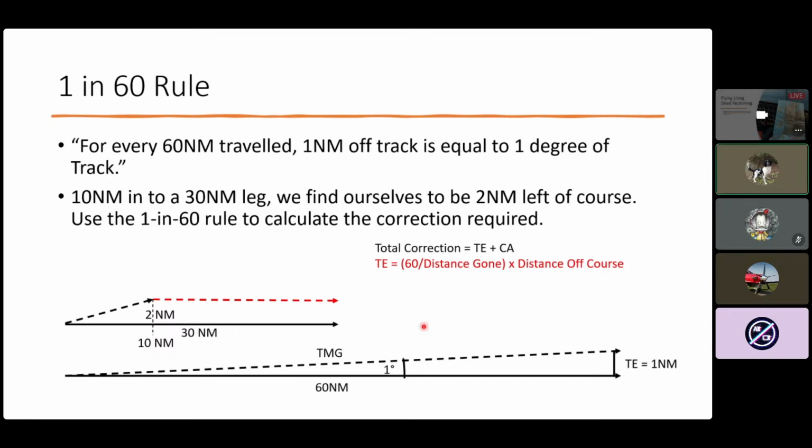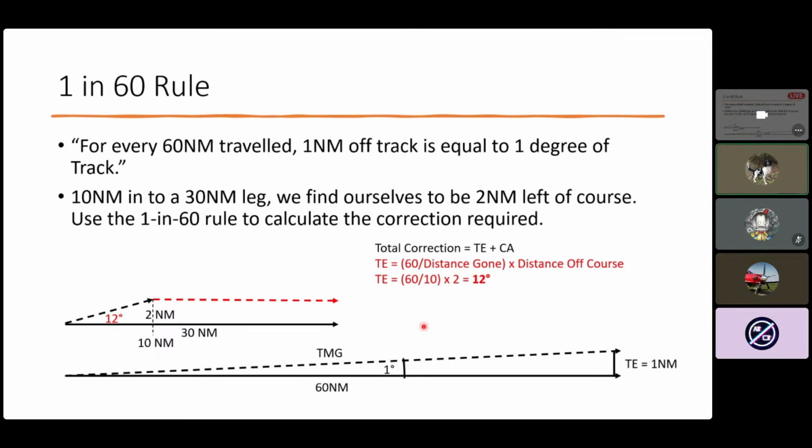So in this instance, let's just do it how we would do it. To calculate our track error, we would do 60 divided by 10, which is 6, multiplied by 2, because we're 2 miles off course. That gives us 12 degrees. Okay. So we're 10 miles in, 60 divided by 10, 6. We're 2 miles off course, 6 times 2, 12.